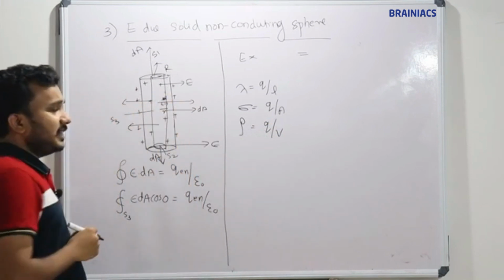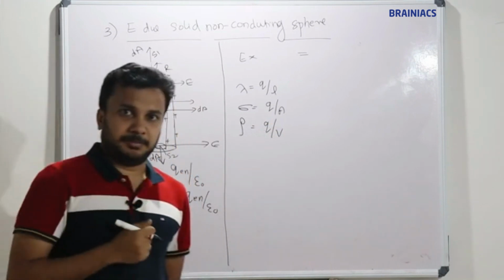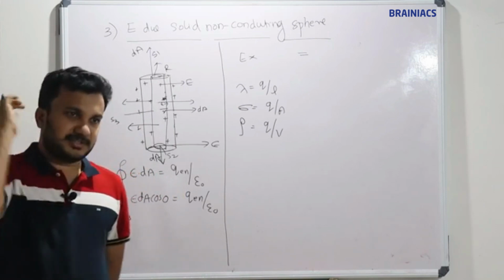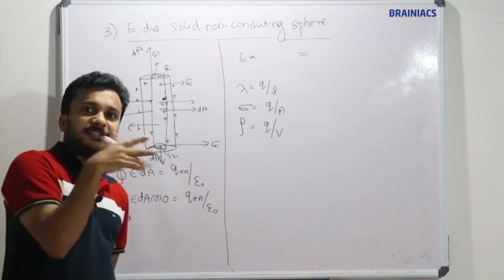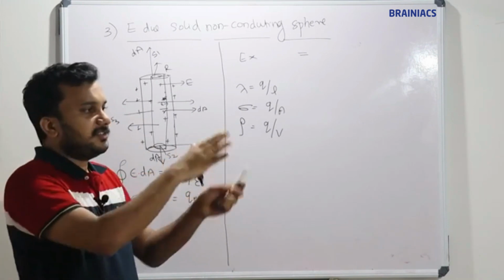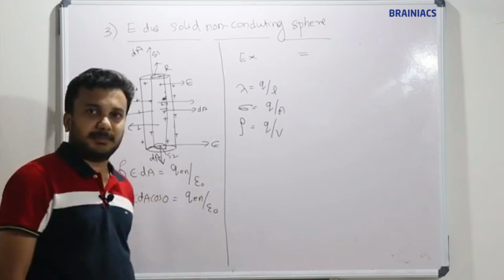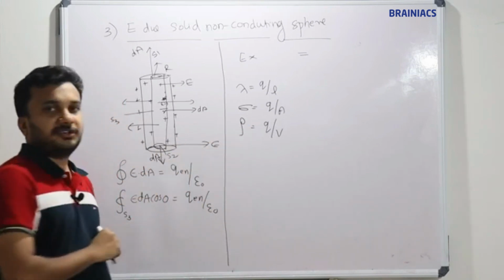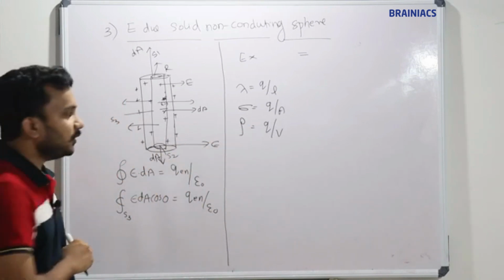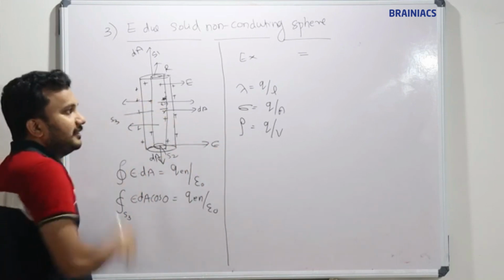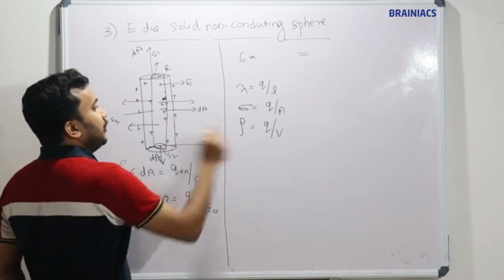In the previous solid conducting sphere case, inside it is empty, like our normal PVC pipe. If I cut that PVC pipe and open it, it is like a plate, so it is associated with sigma. But here it is associated with rho. Rho means volumetric distribution, because inside it is also filled, so volume comes into the picture.